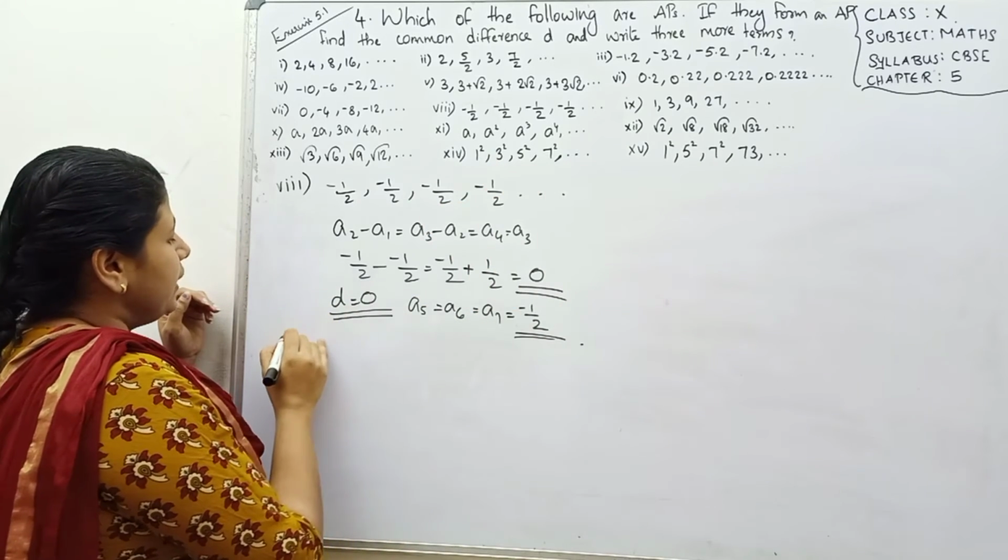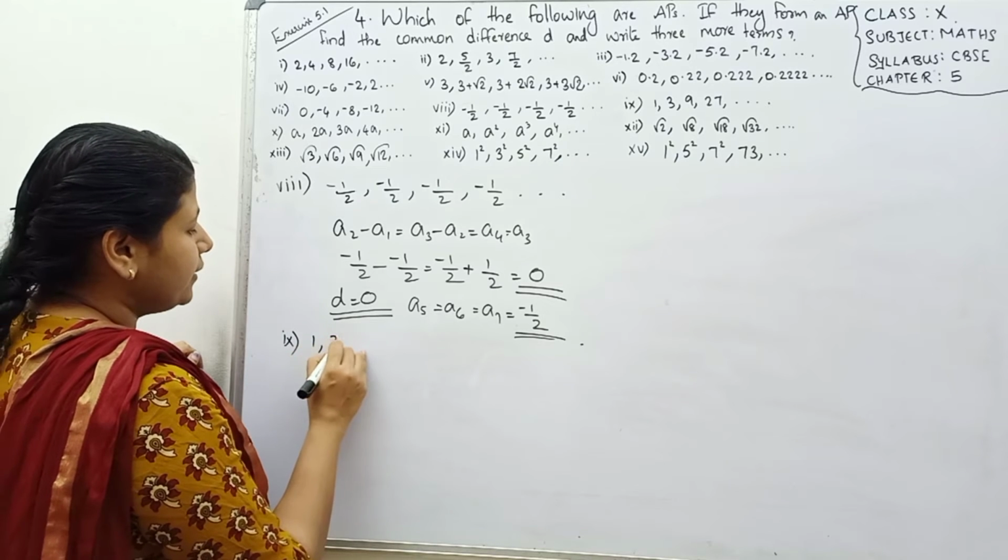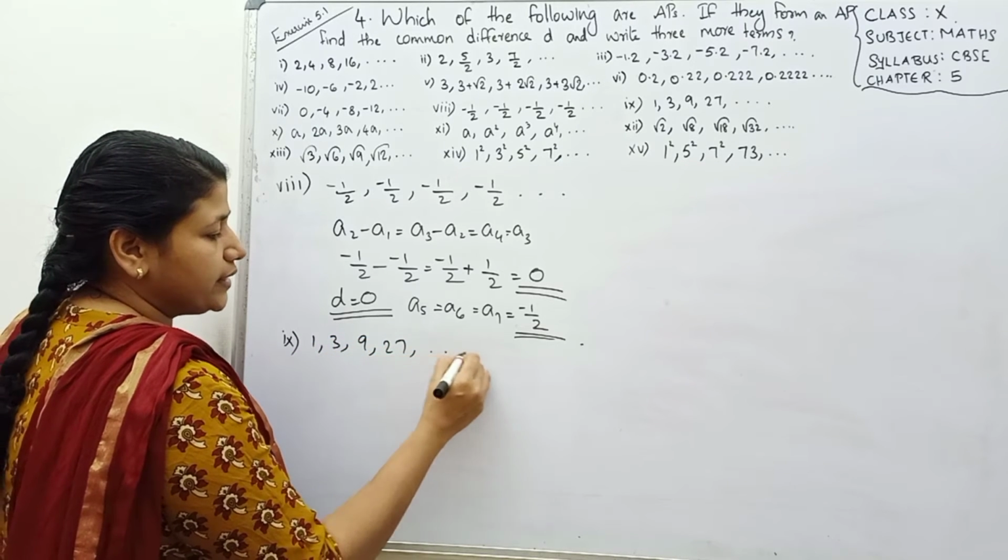Then moving on to the next question, 9th one, which is 1, 3, 9, 27.